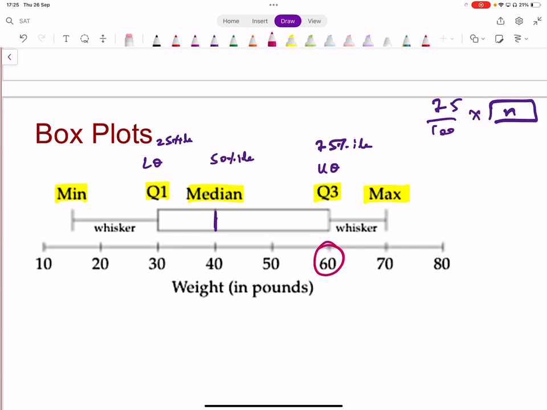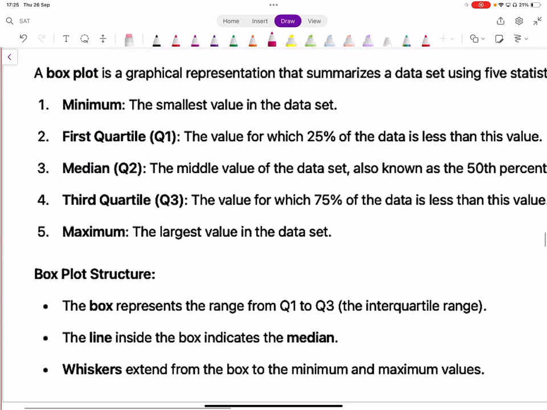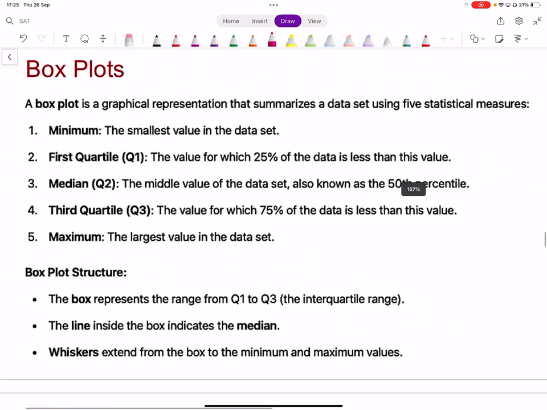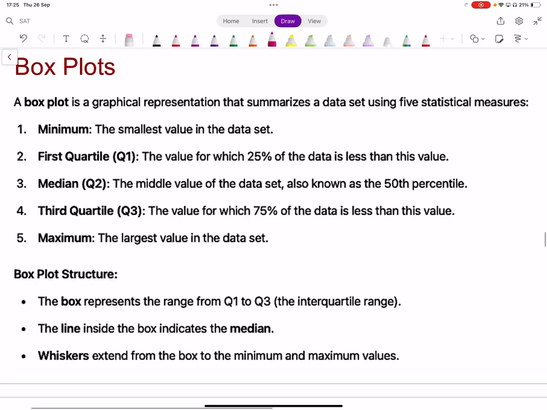So if you have a data set that has weights of something, 60 is the upper quartile. That means 75% of the values in that data are less than or equal to 60. Okay? These are the 5 values that make up a box plot. Minimum value, first quartile or lower quartile.